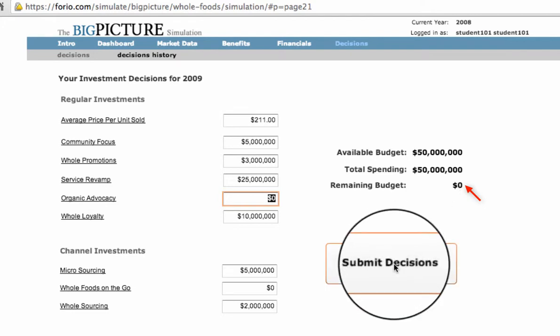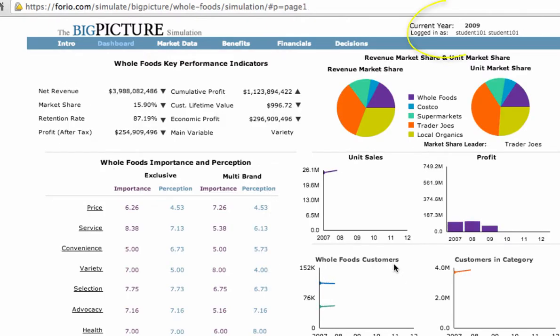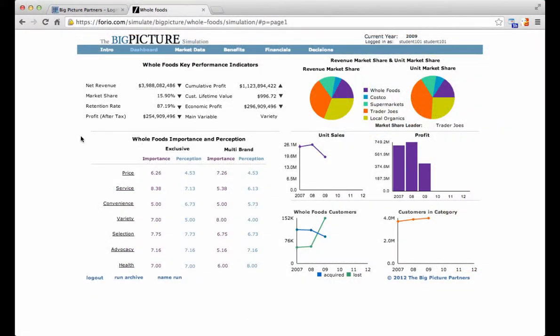After I've spent everything, I can submit my decisions, and when I do so, I will be taken immediately to the dashboard, and I'll see that we've moved ahead 1 year. So now the year is 2009, and we can begin to explore the impact of our actions.